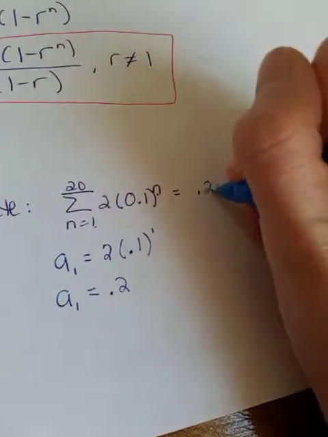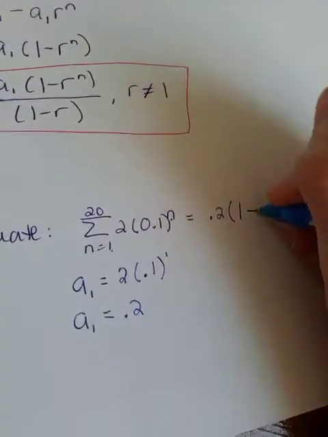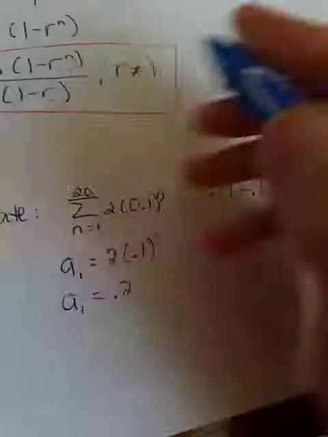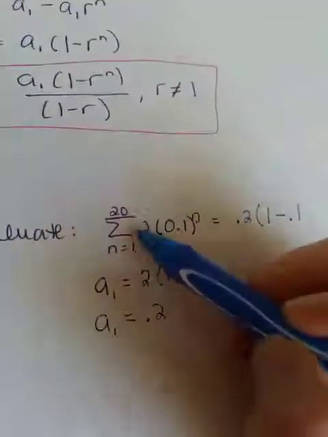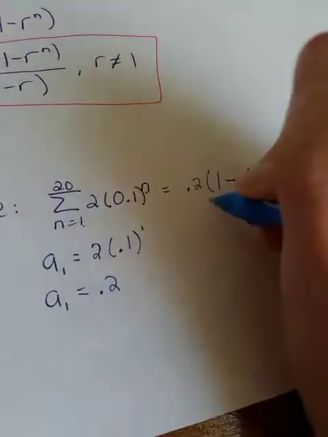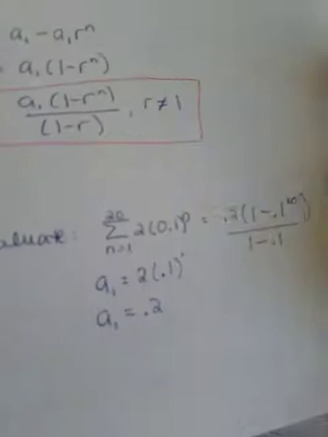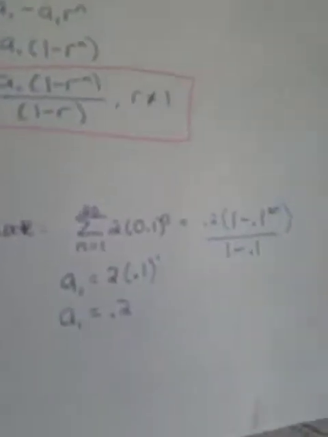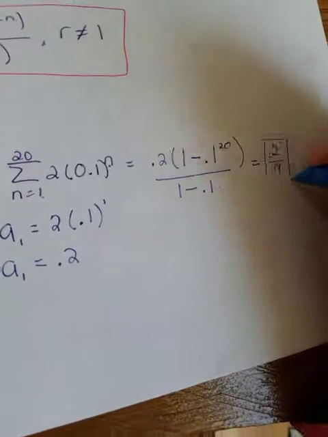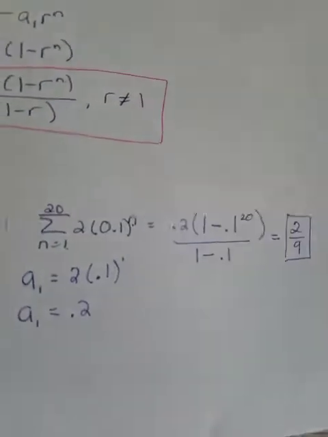To be able to use this equation here, I just found my a sub 1, which was 0.2. Following this up here, 1 minus r, where r in this case is 0.1, to the n, and my n is 20 here. I'm going to divide by 1 minus my r, which is 0.1. If you do all your arithmetic, you're going to end up with 2/9. I'm not going to bore you with the arithmetic there, but there is that.